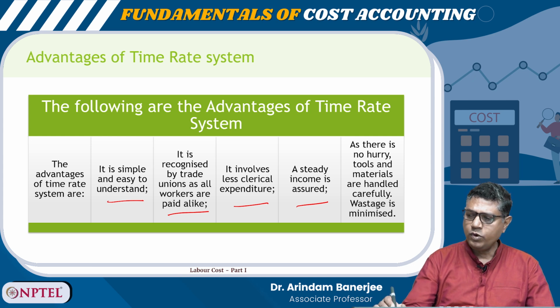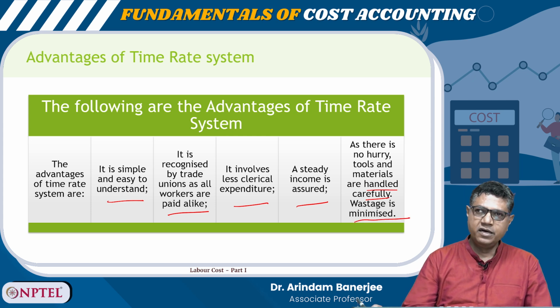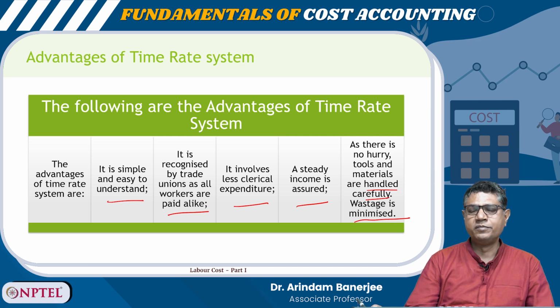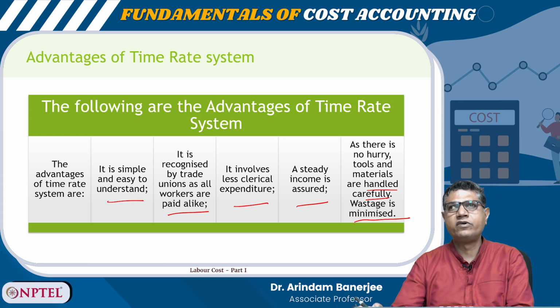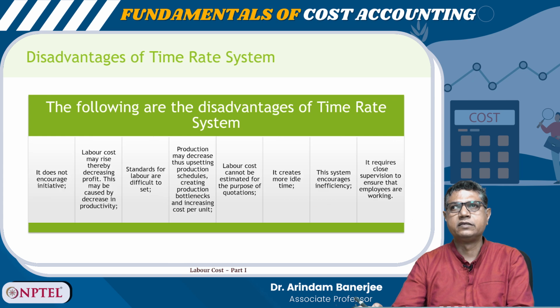And as there is no hurry, tools and materials are handled carefully, and wastage is minimized. Because it is time linked and not based on the number of units produced, particularly where the nature of work is a little sophisticated, the workers handle the tools and materials carefully, and the wastage is usually less. So, these are the advantages of the time rate system.